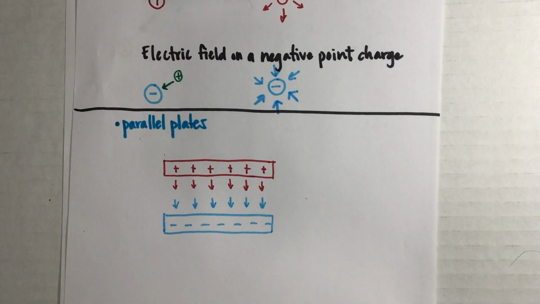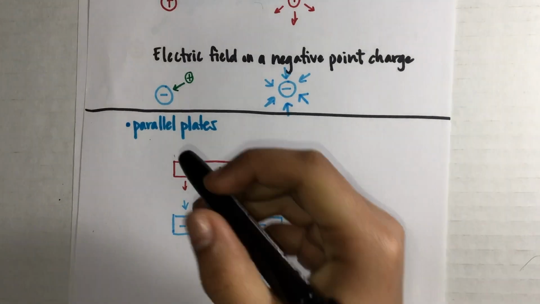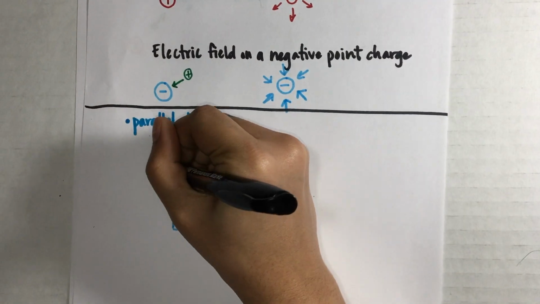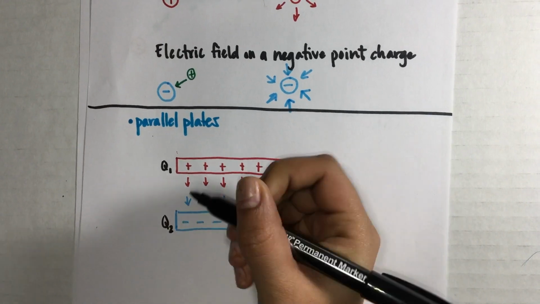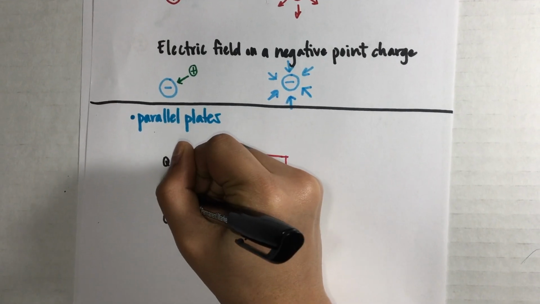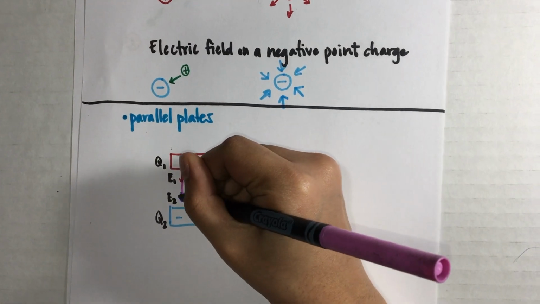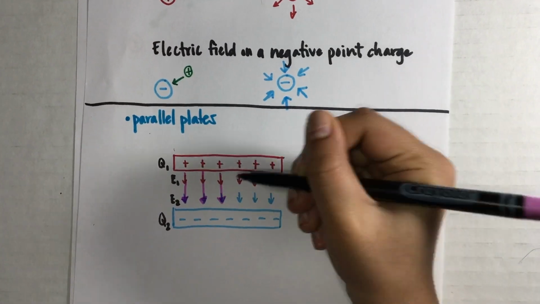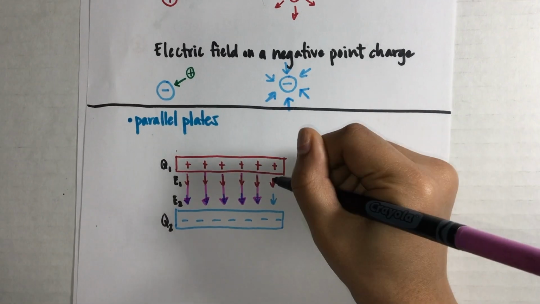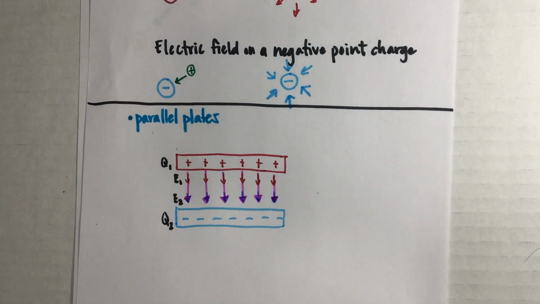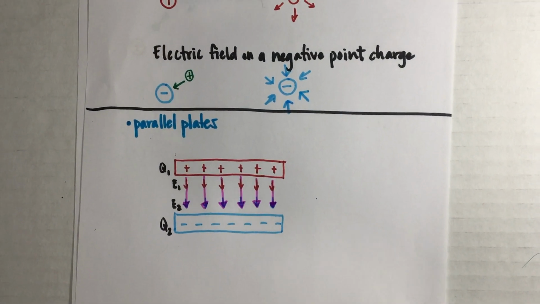We can label the force between the plates as E1 for positive and E2 for negative, and Q1 for the positive plate and Q2 for the negative plate. In addition, these vectors can be added, and the electric field can be drawn as simply traveling from the positive end to the negative end. Additionally, the electric field above and below the plates can be analyzed.